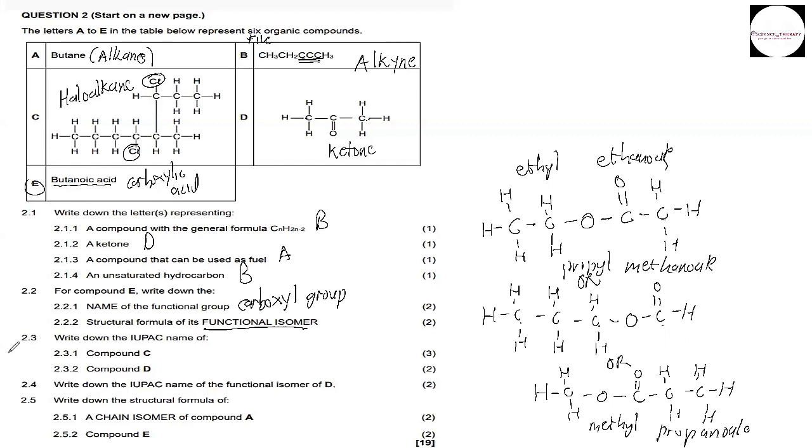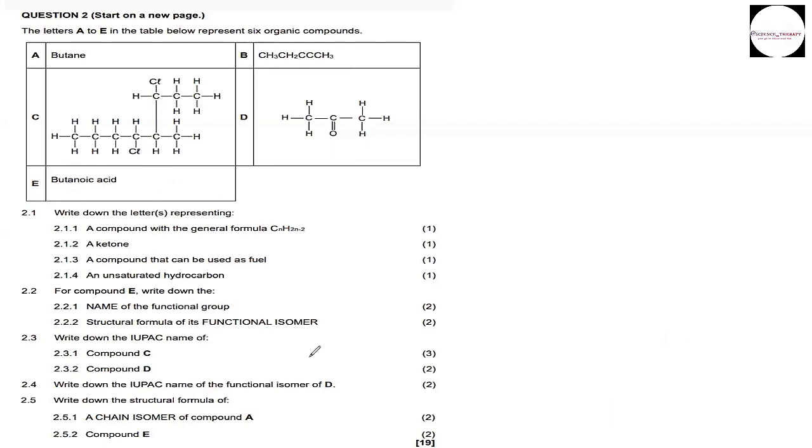Then, okay, 2.3, write down the IUPAC name of compound C. The IUPAC name for compound C. Now, let's start numbering. If we say 1, 2, 3, 4, we can see that our chlorine is on the fourth carbon. But if we say 1, 2, 3, this is the one that causes the earliest disturbance. So we must start counting from this side here. So we maintain that this here will be our longest chain, obviously.